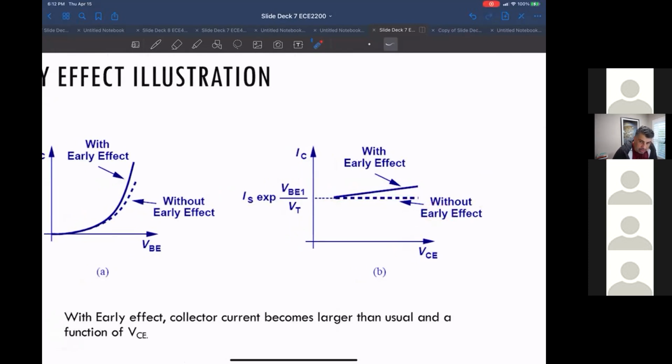It doesn't mean anything is earlier than anything else. It's just the name of the guy who came up with the effect. I guess his name was Early. So don't get wrapped around that thinking it's a time related something. It doesn't have anything to do with anything being late or early. It's just the name.